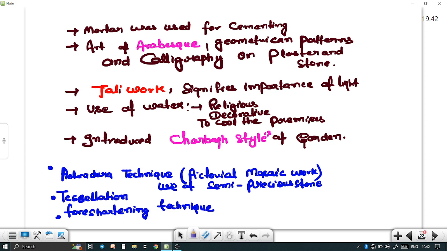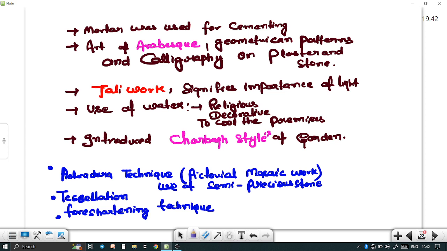The building has intricate jali work also been seen there, which signifies the importance of light in the Islamic religion. As we have seen that they basically bow to the light. And use of water in the courtyard pool, fountains and small drains gained importance.